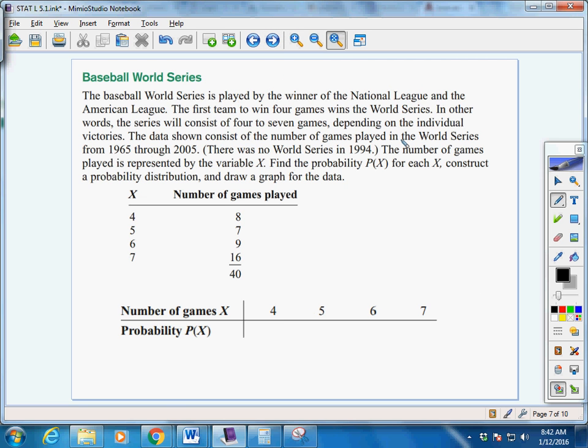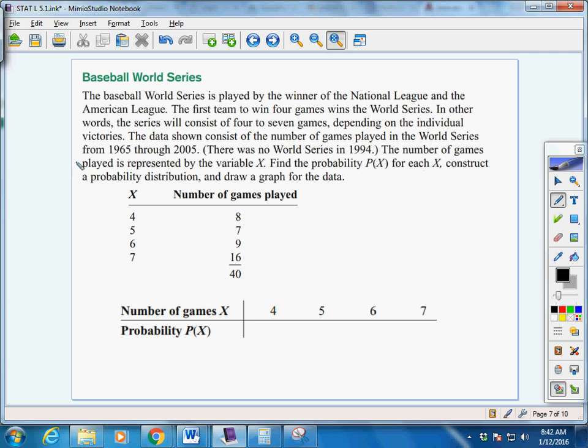Let's look at another example. Okay, this one is going to be more experimental. It says the Baseball World Series is played by the winner of the National League and the American League. The first team to win 4 games, so it's 4 out of 7. It says the data shown consists of the number of games played in the World Series from 65 through 2005. No World Series in 94, that's when they had a strike.